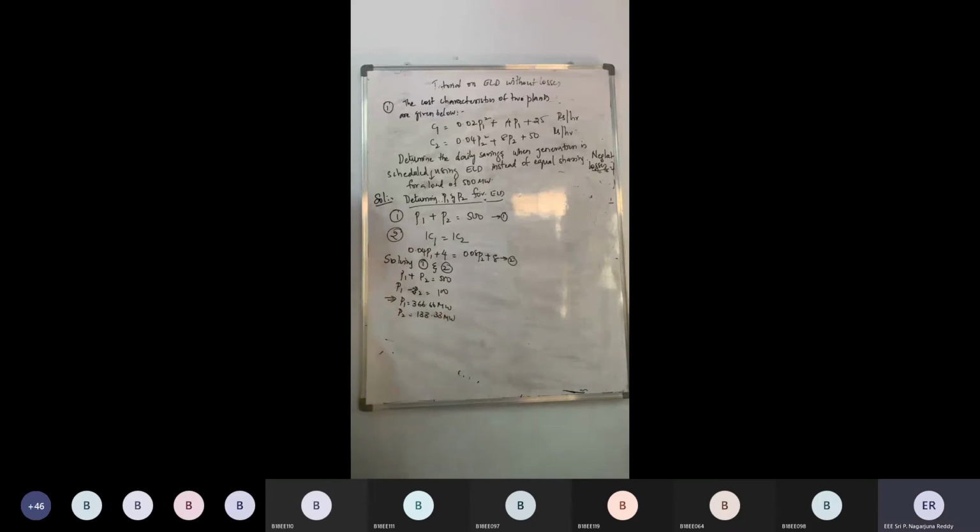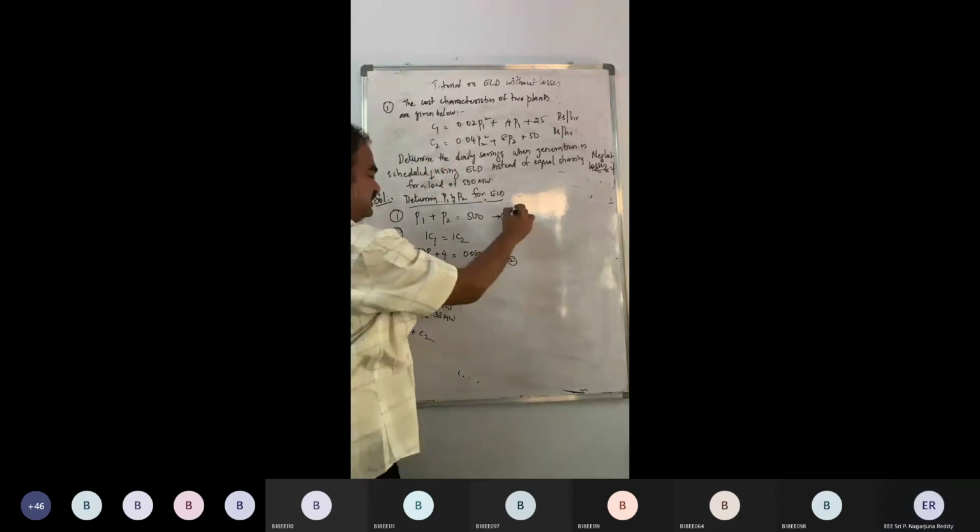Anybody has solved the problem? Yes, sir. It is correct, sir. 366 and 133, isn't it? Yes, sir. So now what is the total cost? C1 plus C2. What is C1? It is in terms of P1, and C2 in terms of P2. Substituting P1 and P2 in C1 and C2 gives the total cost.